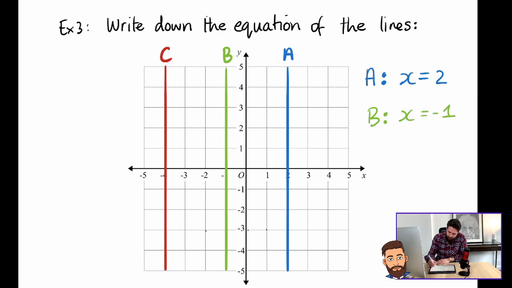Line C. Hopefully you might have already done it before me. Line C, again, is a line that is going straight through the x-axis, so it must be x equals. Where does it go through the x-axis? At the point minus 4, so this would be x equals minus 4. Okay, and it's as simple as that.